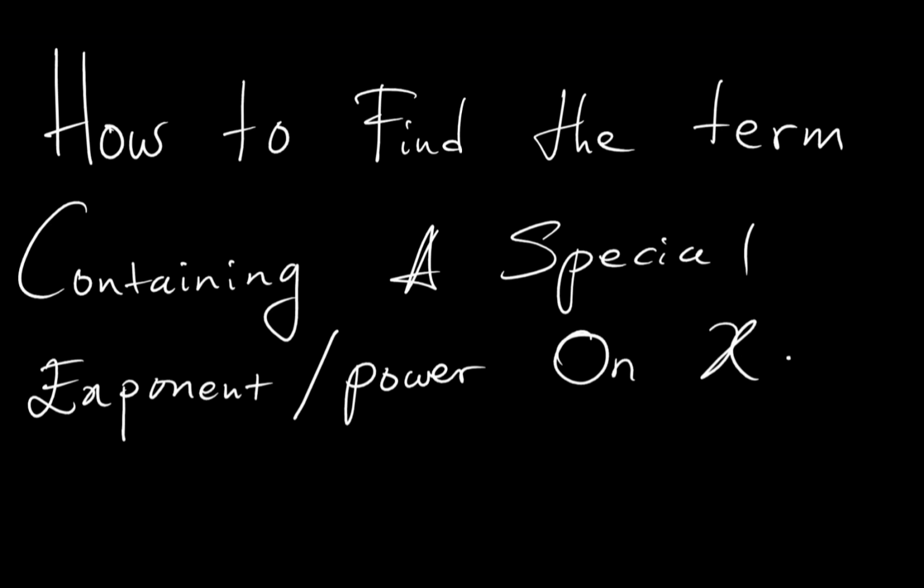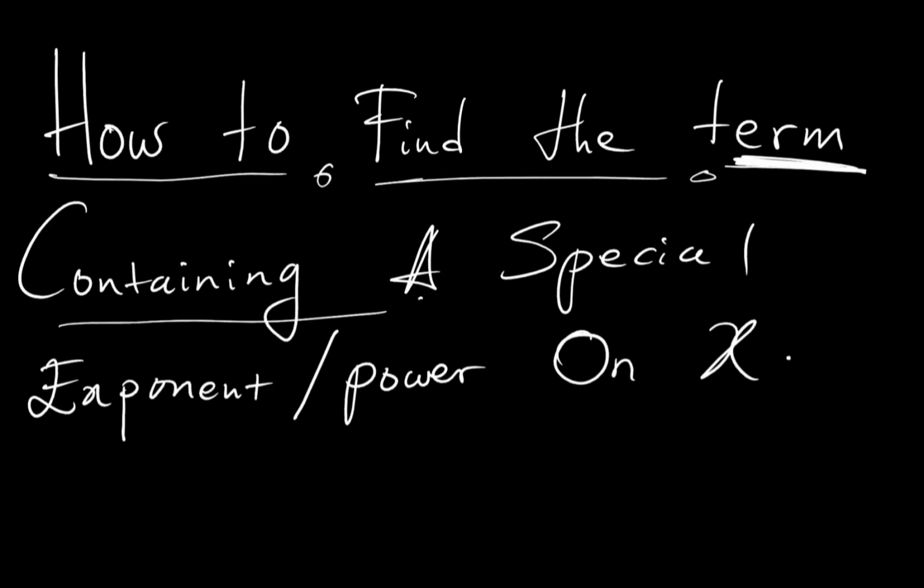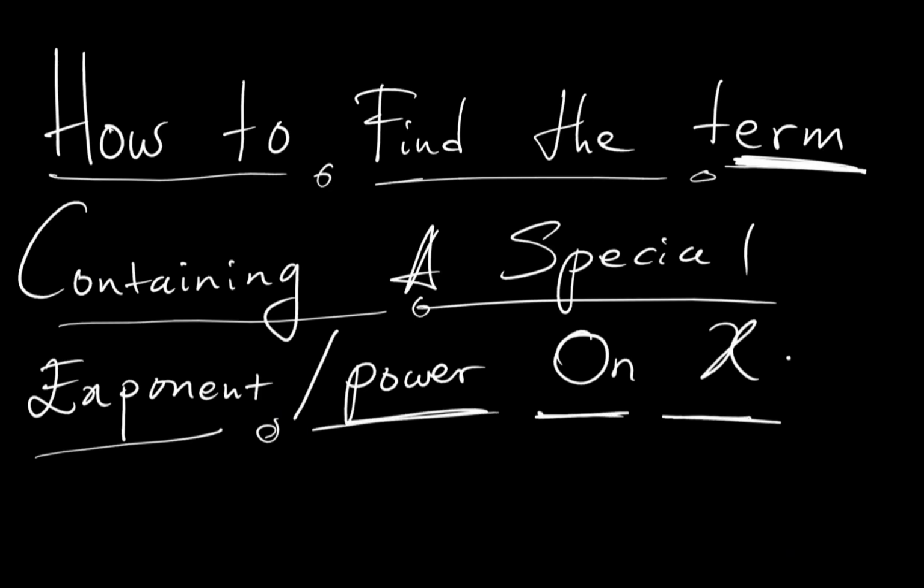So we're looking at how to find the term, emphasis on the term, containing a special exponent. And an exponent is basically just what? A power on x. It could also be on any other variable they would want, but under binomial theorem, it's basically x. So we'll understand this with an example.